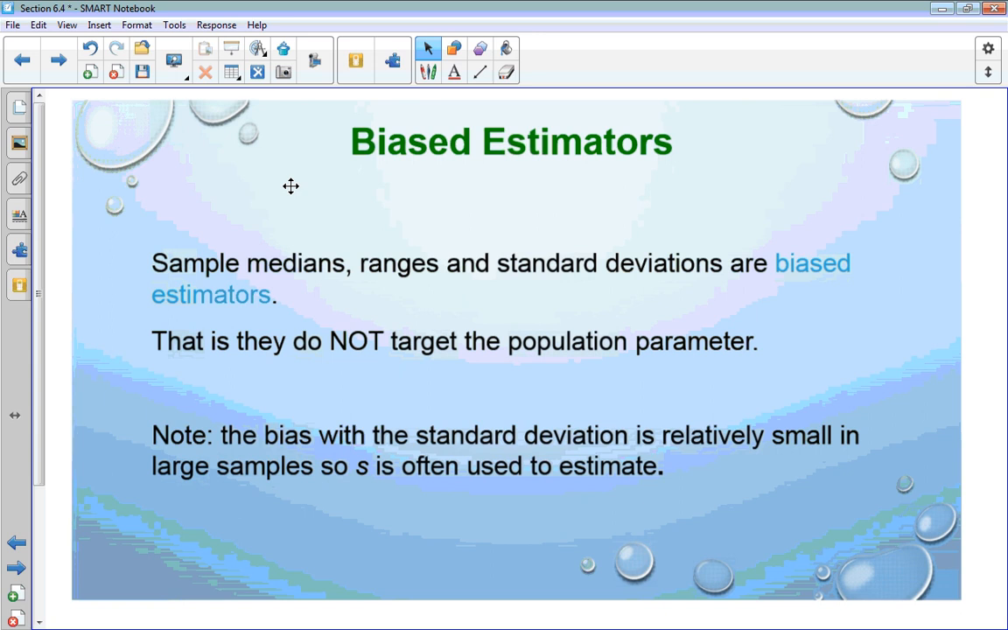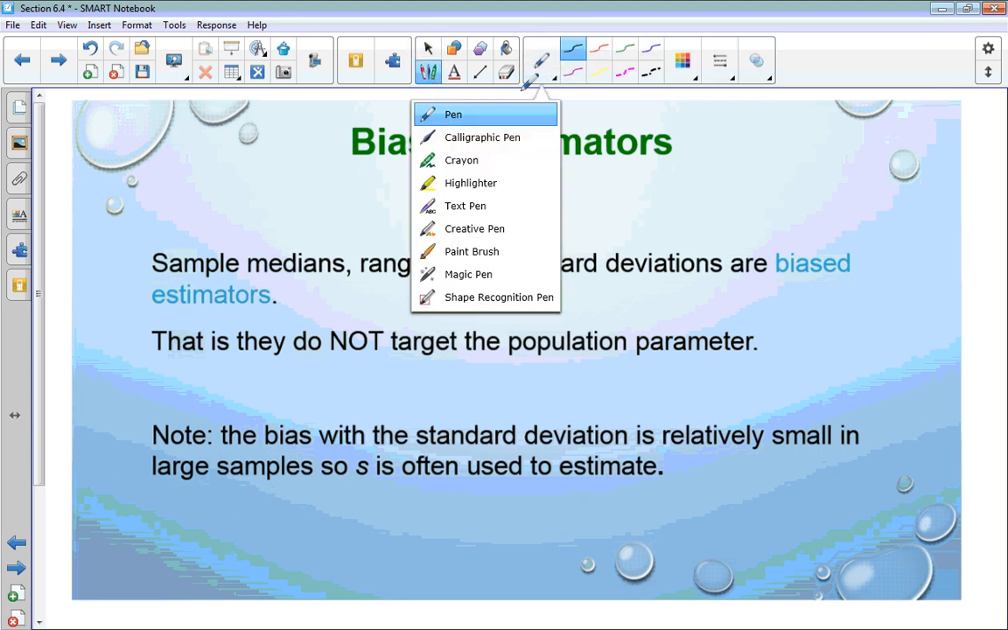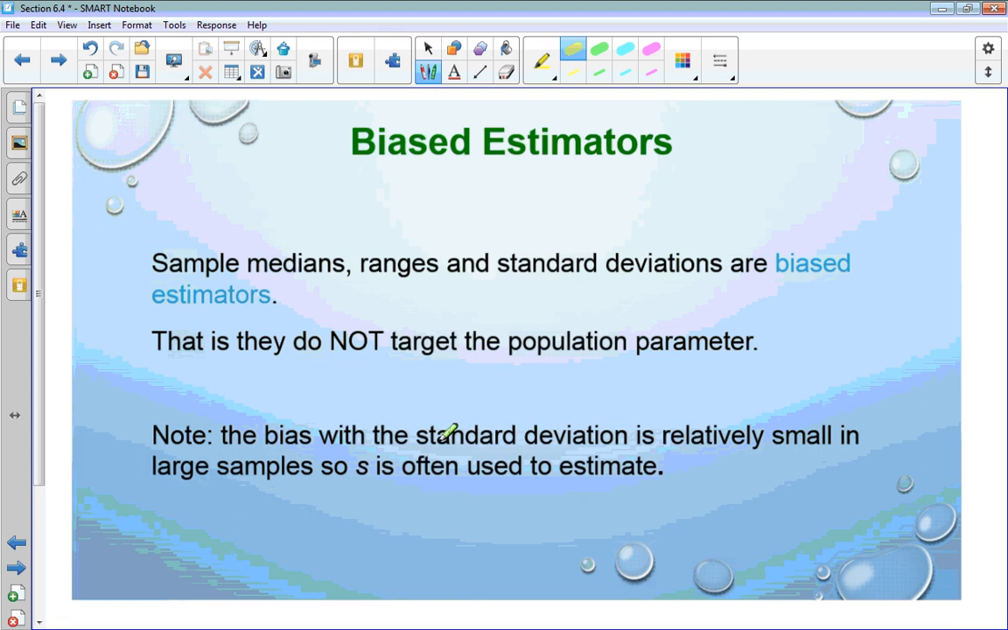Now, there is a note down here, because we are going to use the standard deviation, if it's relatively small. So we can use that, and it's often done so in the industry and any kind of data science.